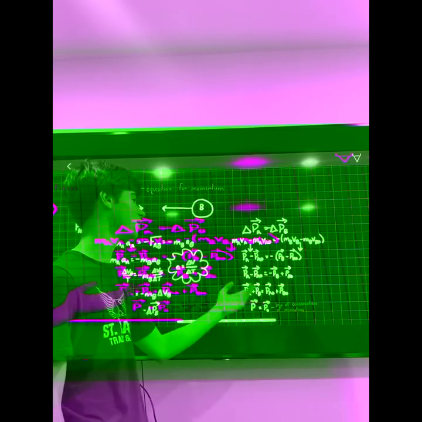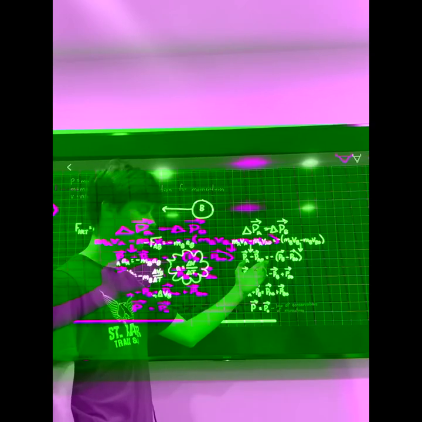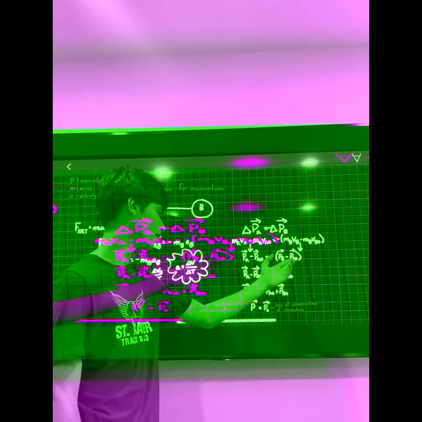So from there, we can break this equation down into the mass of A times the final velocity of A minus the mass of A times the initial velocity of A is equal to the opposite of the mass of B times the final velocity of B minus the mass of B times the initial velocity of B, which then can be simplified into the momentum of A minus the initial momentum of A is equal to the opposite of the momentum of B minus the initial momentum of B.